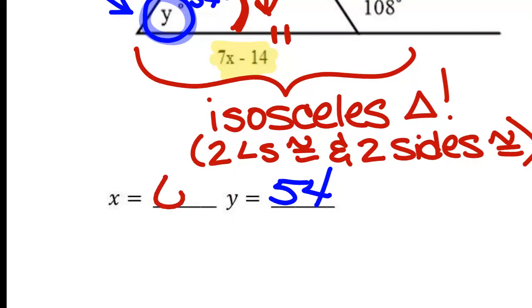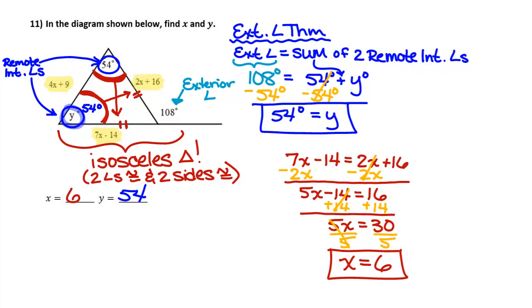Just because they ask for it first does not necessarily mean you can solve for it first. We had to find y first, because that was the only thing we had enough information for. And then finding y allowed us to figure out what kind of triangle we were looking at, which allowed us to figure out which sides must be congruent to each other.